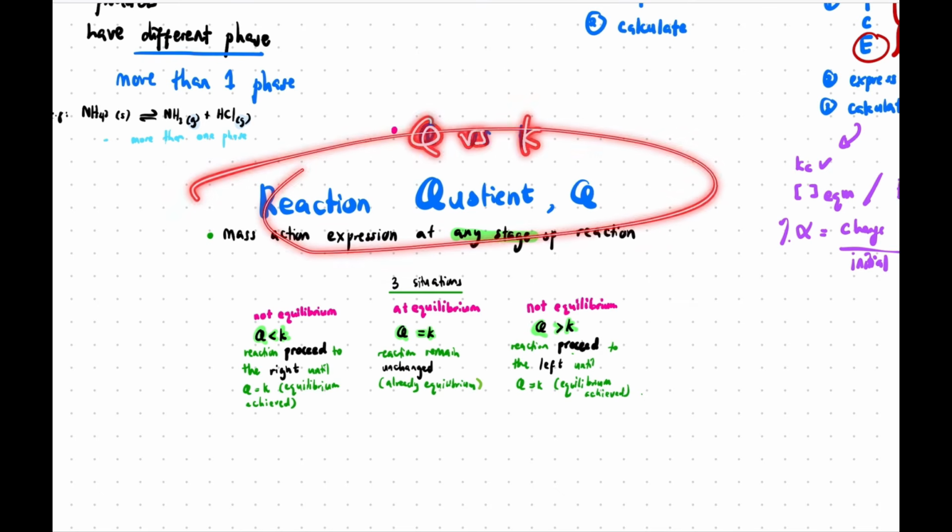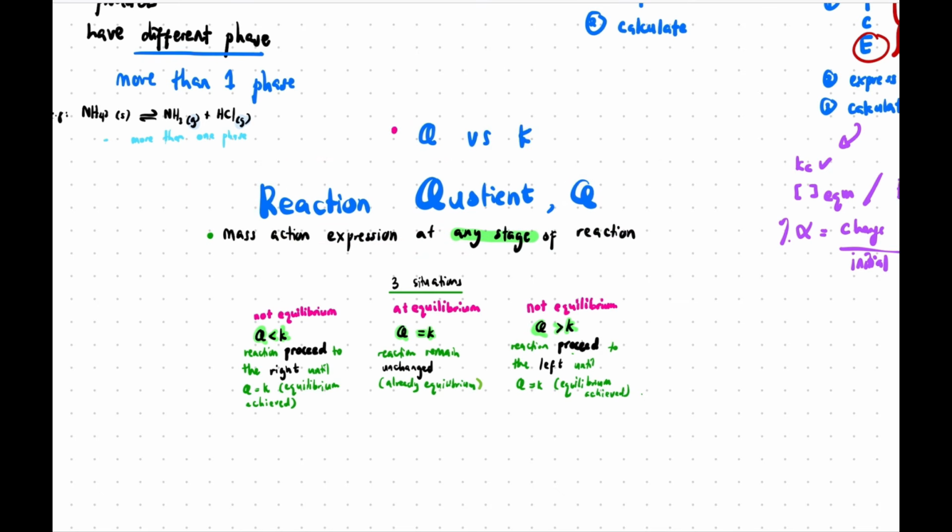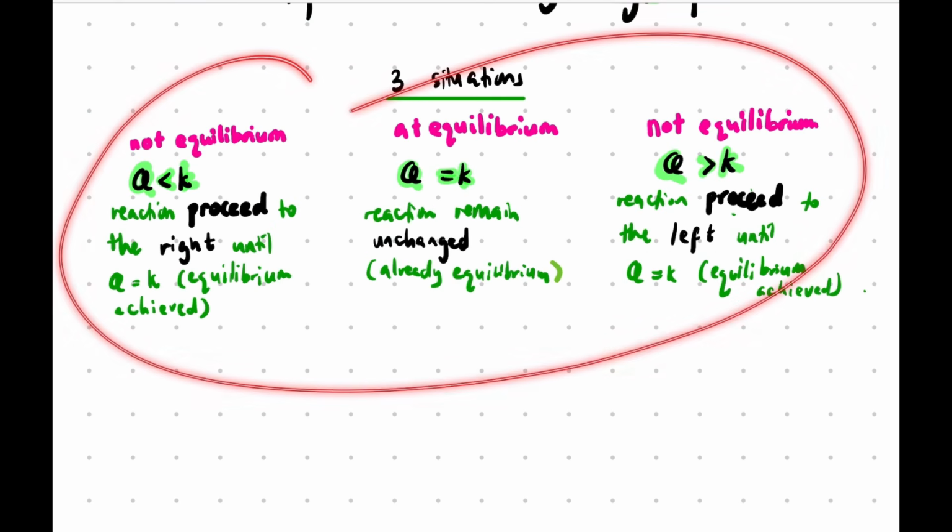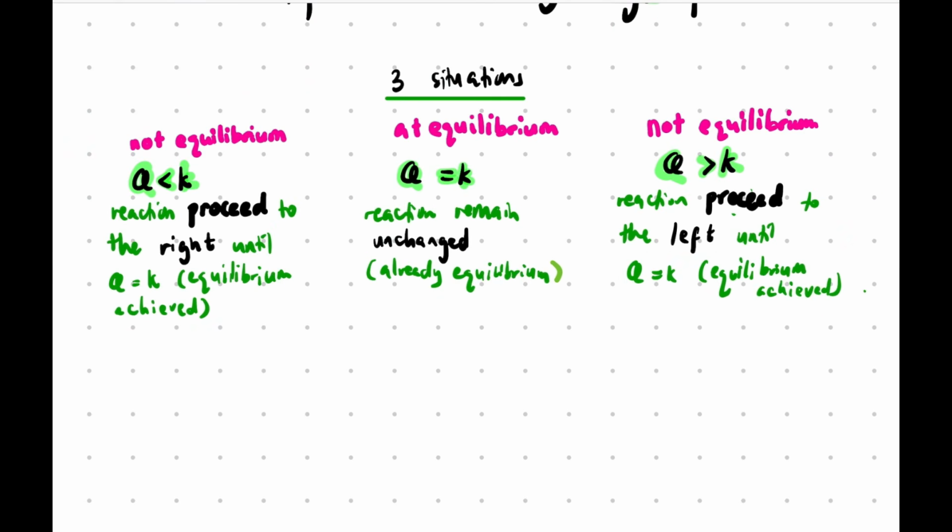Alright, so reaction quotient is basically equilibrium expression yang sama, cuma beza dia kalau K adalah untuk specific at equilibrium. Kalau belum equilibrium, kita panggil dia sebagai Q at any stage. So ada 3 situasi, you can have a look in the video.